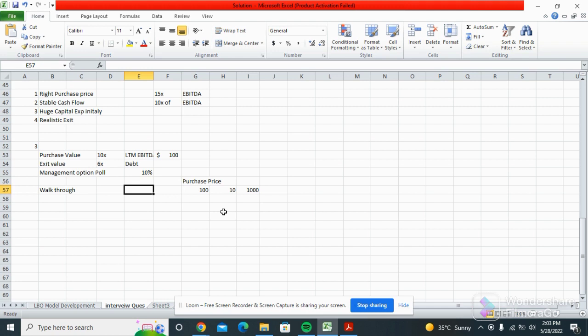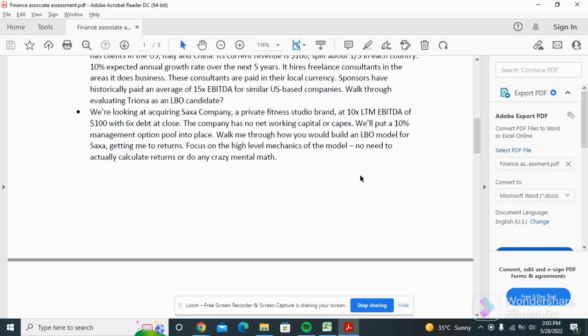After that, the exit value. Here they have mentioned that the exit value is six times debt. It is mentioned in the question that we have acquired this company at 10 times the last 12 months earnings before interest and tax of $100, with 6 times debt at close. And also we have a management option pool.